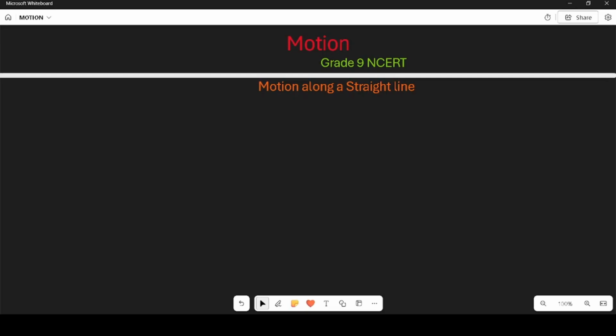Since we couldn't continue motion, I'm gonna continue it in this video. In the previous video we have taken an overlook on motion, so today we will continue and actually start with the chapter. So we'll be starting with motion along a straight line. So what are we waiting for? Let's go ahead.